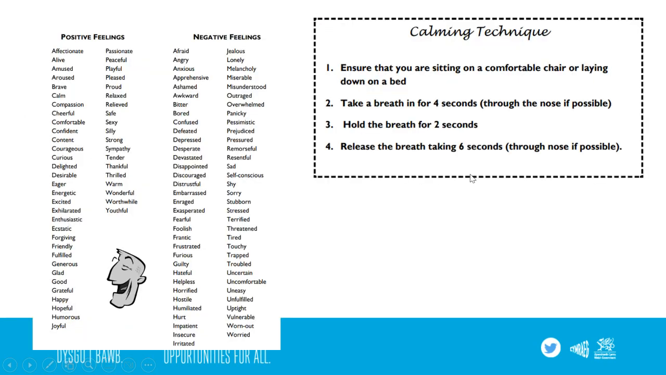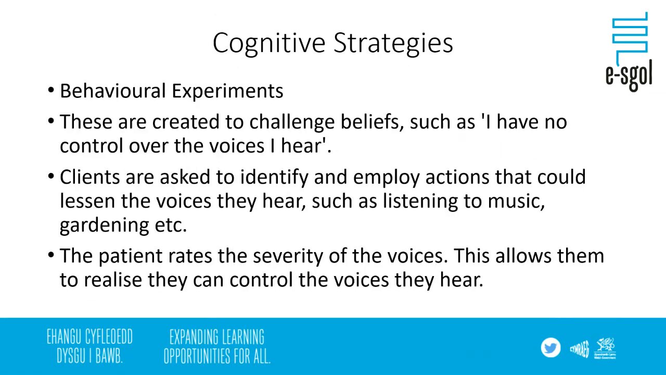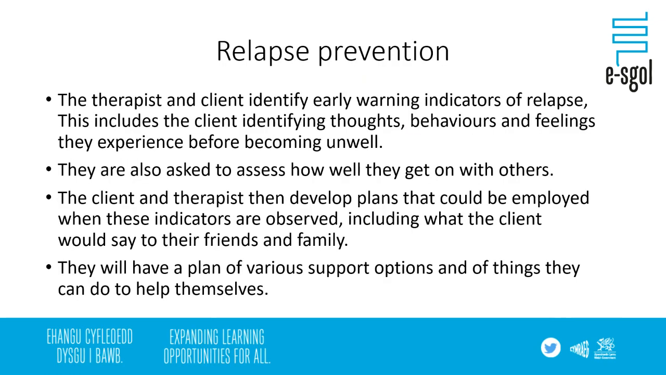So talk through the different types: engagement strategies, psychoeducation, cognitive strategies, behavioural skills training, and relapse prevention. Say that there are 5 different elements of her theory, list what they are, and then go into detail about each one. That is absolutely how I would tackle this question.